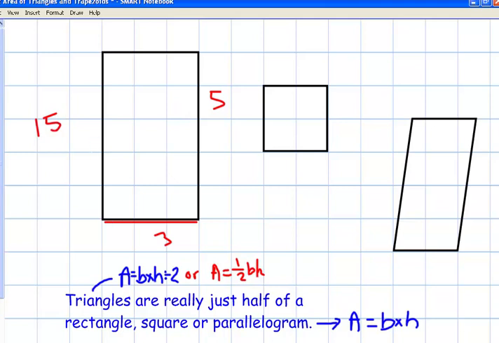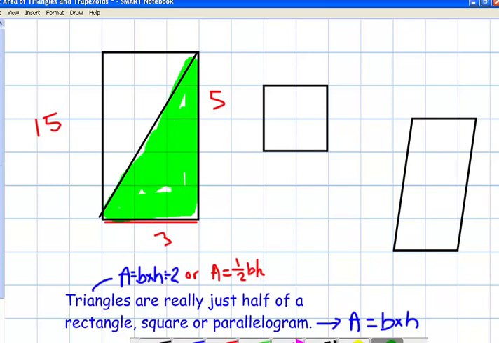Now let's pretend that we're not interested in the rectangle, but we're interested in half of that. Let me see if I can shade this in for you with a different color here. Let's say we're interested in this piece right here, half of that. Now it's my hope that you realize that if we had the whole thing it would be 15, but we're interested in half of that. That means we just have to take the 15 and divide it by 2.